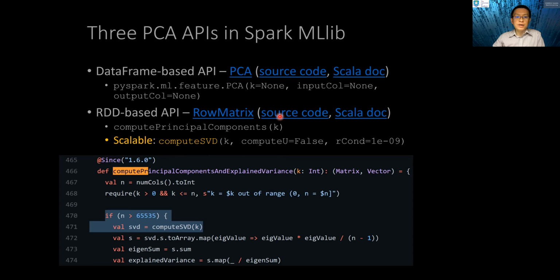So you can see the code. Even for computePrincipalComponents, this one is longer and also explains variance. If you dig into the code, you can see that n is the number of features, I believe. We will look at it later. When n is very big, you will use computeSVD. So those are the three PCA APIs. You can use these three APIs to compute your PCA in Spark.